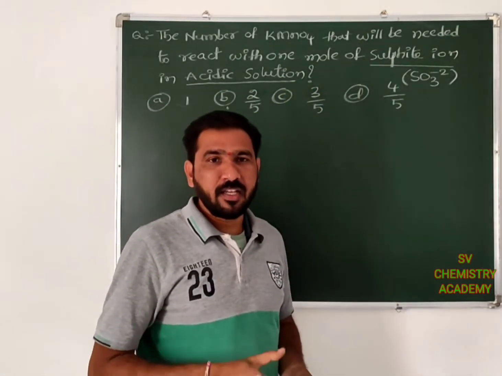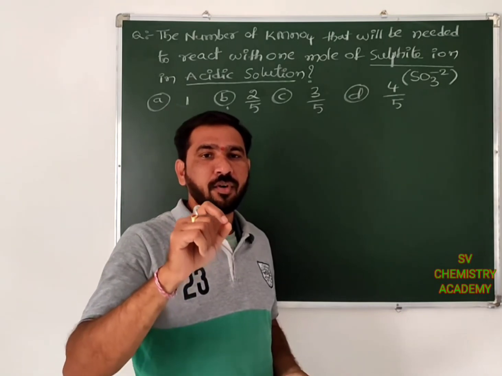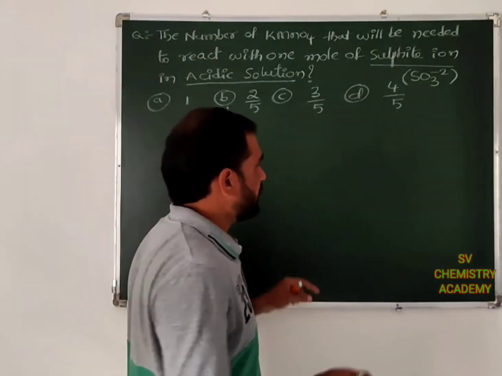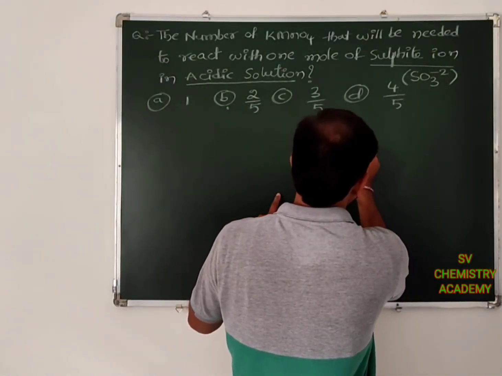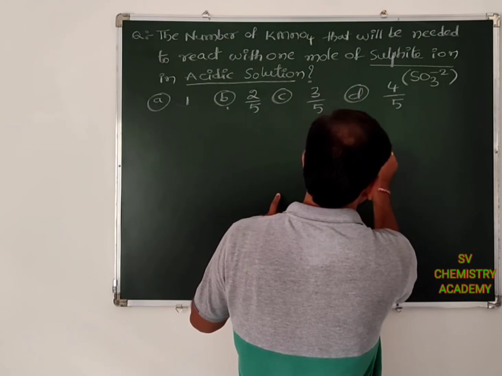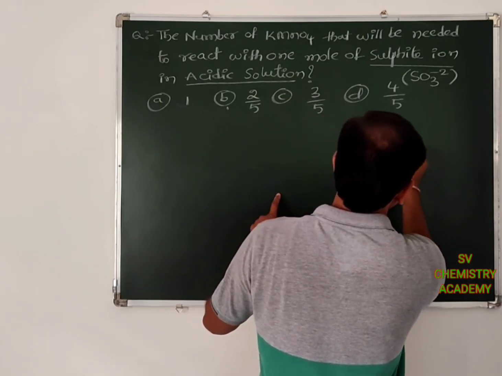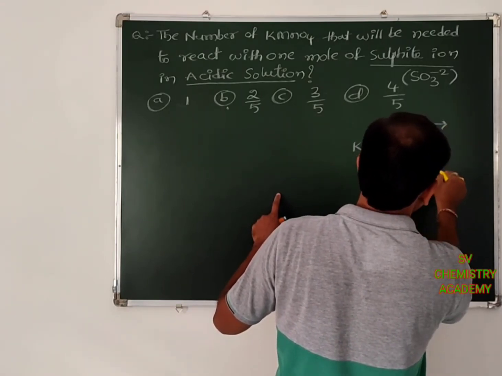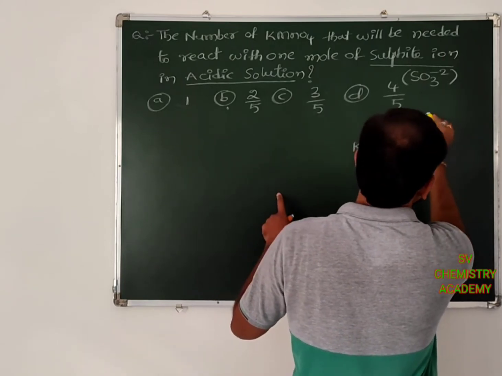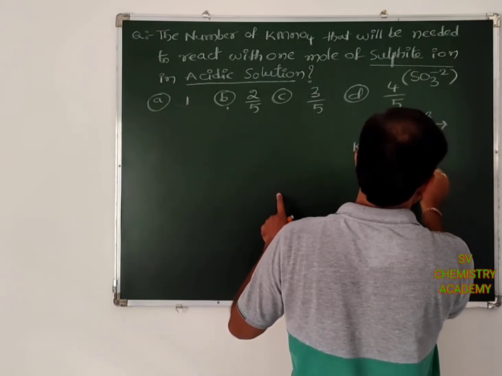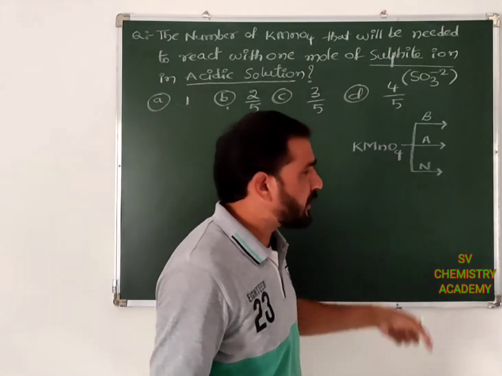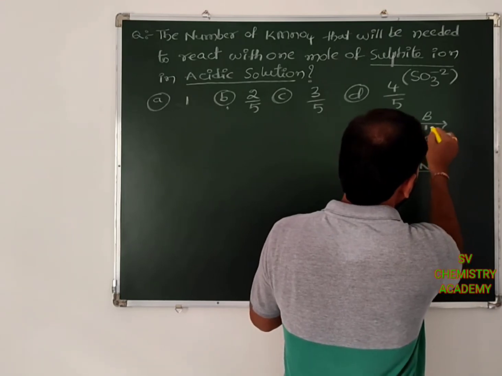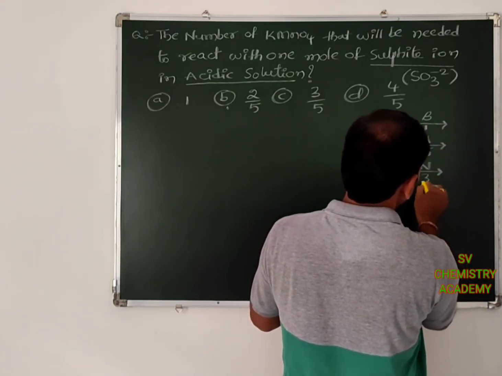Acidic solution means the N factor of KMnO4 is 5. How 5? Let me give one code for that. With respect to KMnO4, remember it as BAN 153. BAN, here 1, here 5, here 3.